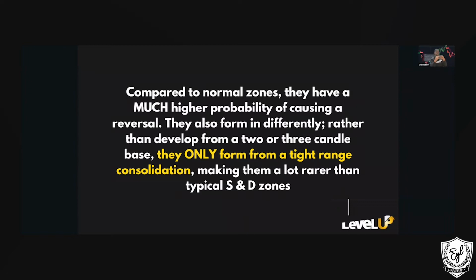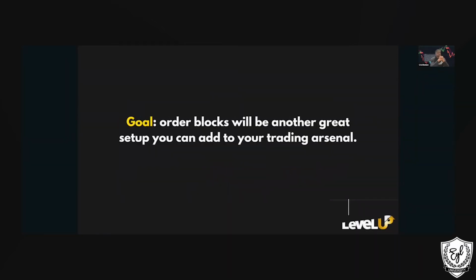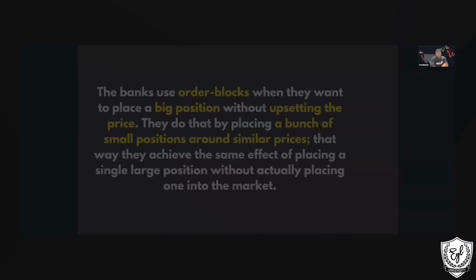So when you hit a zone or an order block, you're going to see that as soon as we touch that level, it's either going to bounce or reject off that level. Well, the reason why is because the banks are putting their money at that exact same level, right? So here we go. The goal behind this class is that order blocks could be another great tool when it comes to your trading arsenal. I want that to be a go-to setup.